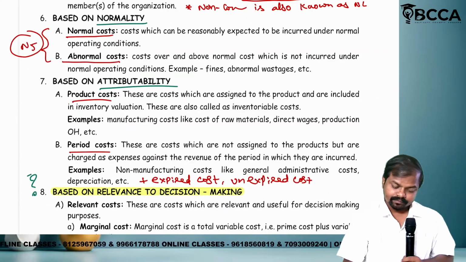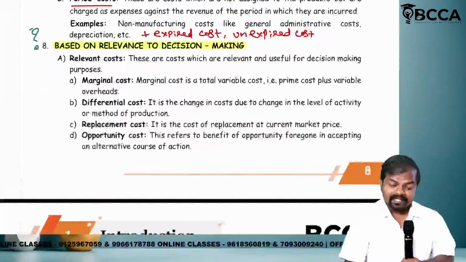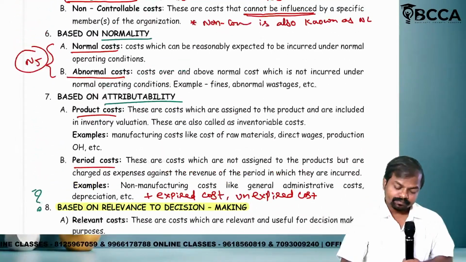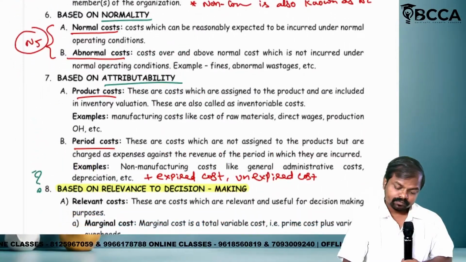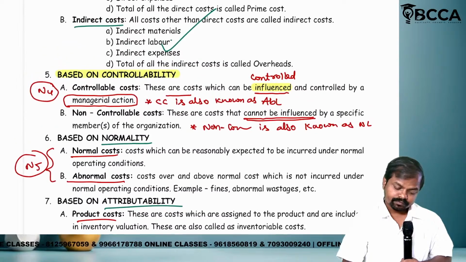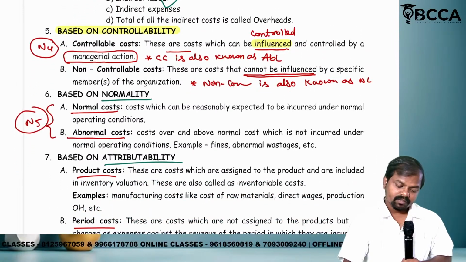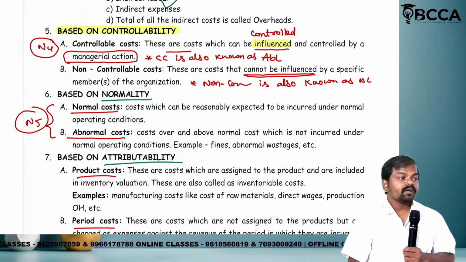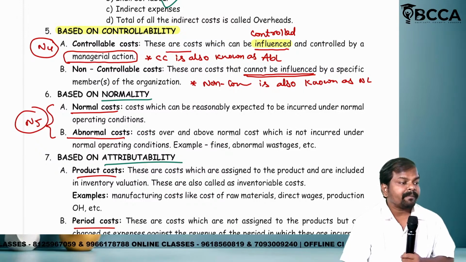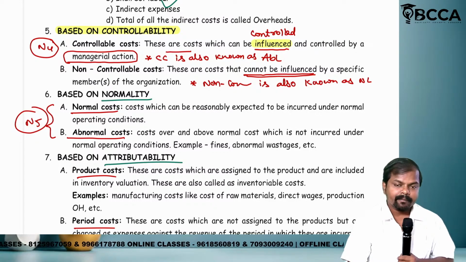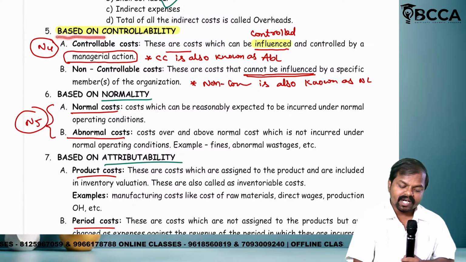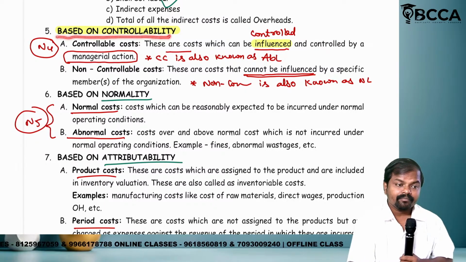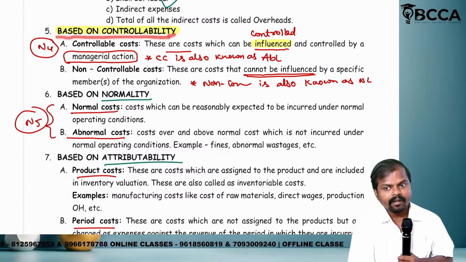See, page number 8 in your concept book. Concept number 5, page number 8, concept number 5. Listen ma. Cost classification based on what? We discussed. Do you remember?